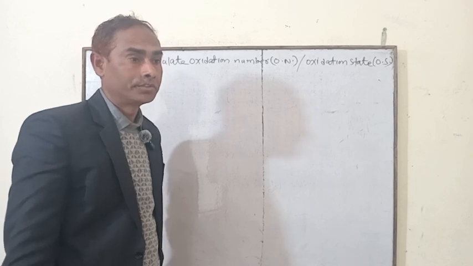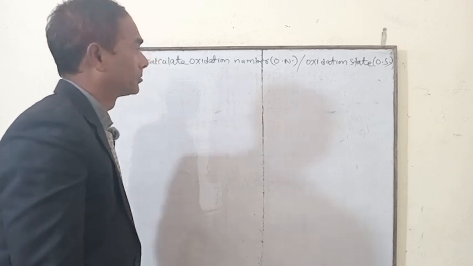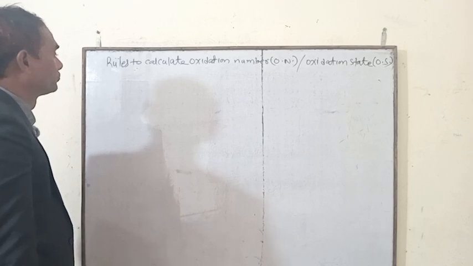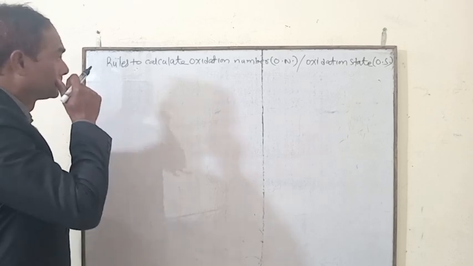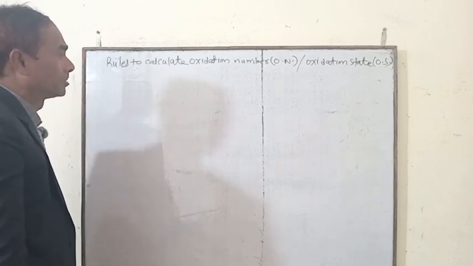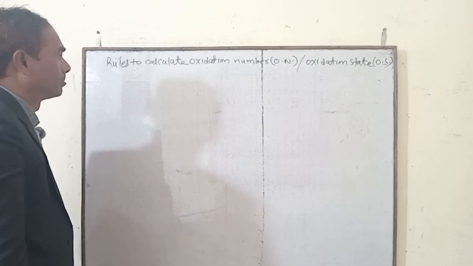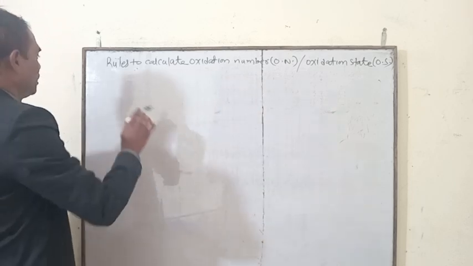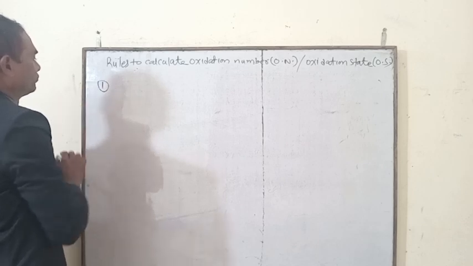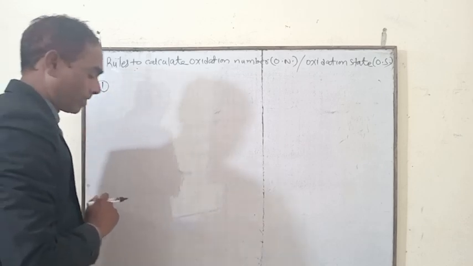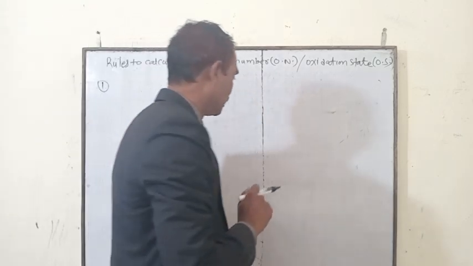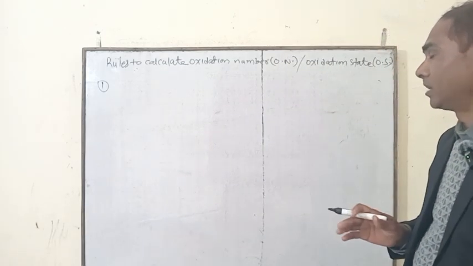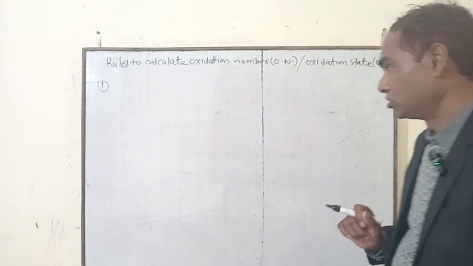Rules to calculate oxidation number or oxidation state. Now we discuss various rules for the calculation of oxidation number of different atoms or ions. First rule: oxidation number of elements in elemental state or uncombined state or free state is 0.